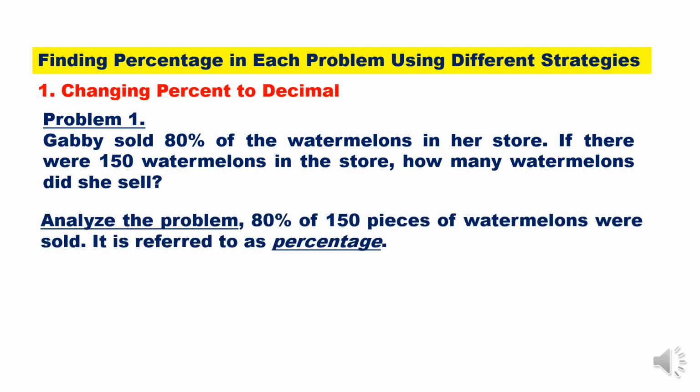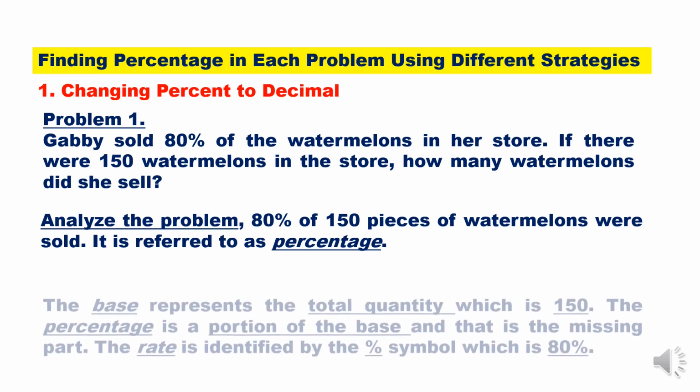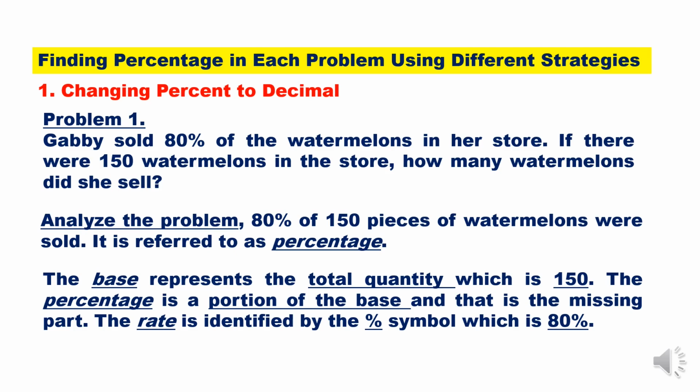Analyze the problem. 80% of 150 pieces of watermelons were sold. It is referred to as the percentage. The base represents the total quantity, which is 150. The percentage is a portion of the base, and that is the missing part. The rate is identified by the percent symbol, which is 80%.